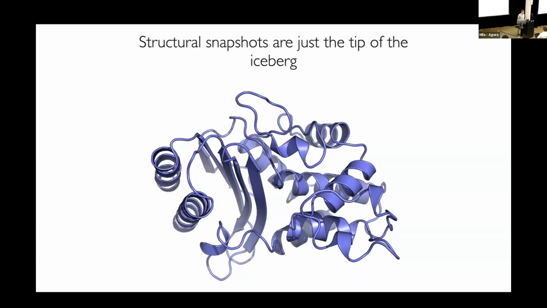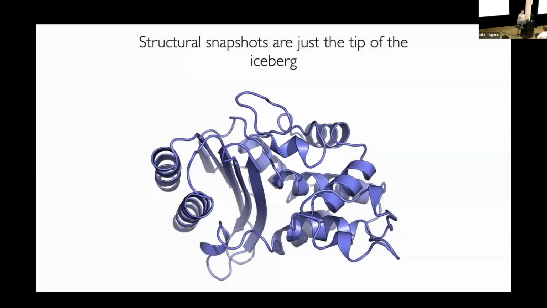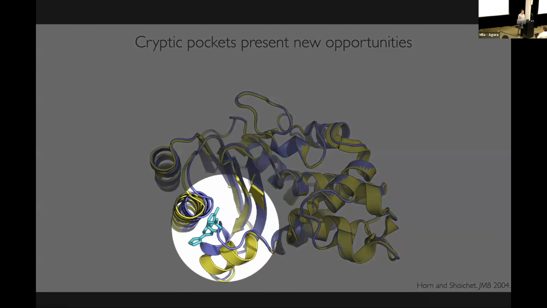So they went on to solve the co-crystal structure of their compounds bound to beta-lactamase. And now things got surprising because instead of finding this ligand-free or apo structure in blue with the compound nicely nestled in the active site, we got this yellow structure, right, with the compound in cyan over here, right?